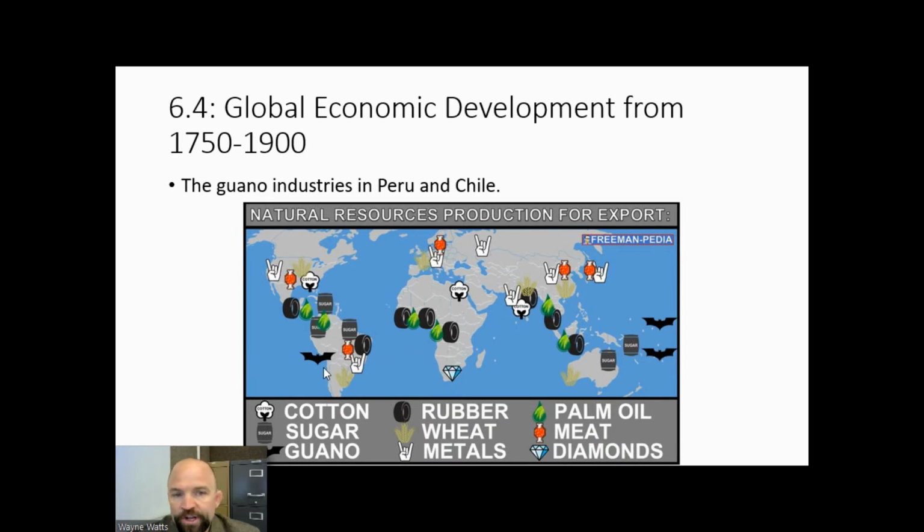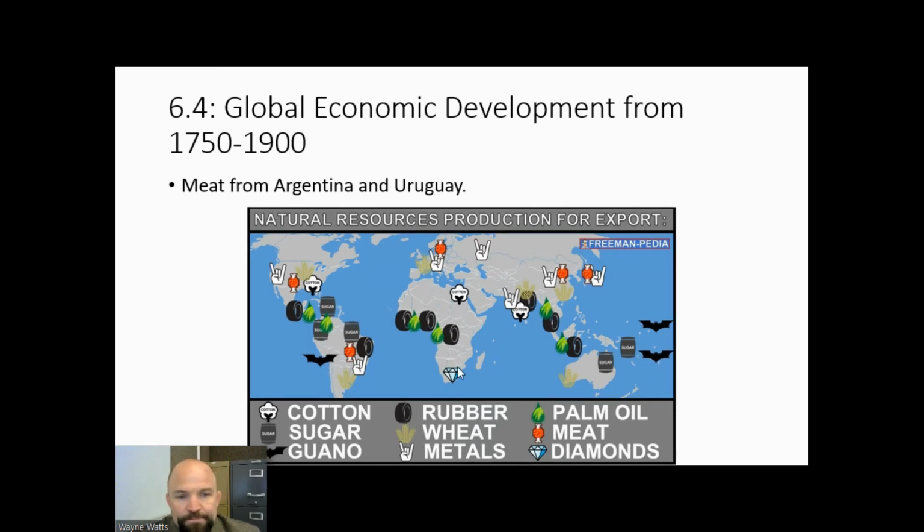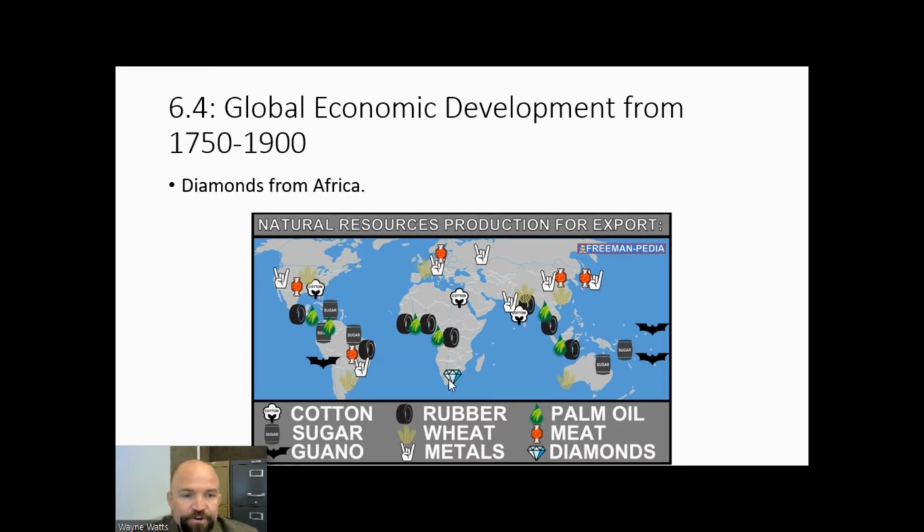And the guano industries in Peru and Chile and in Oceania, for example. Meat from Uruguay and Argentina, Texas, also Eastern Europe, China, and Japan, and diamonds from South Africa, as well as wheat and grain from places like Australia, China, South Asia, South America, and the United States and parts of Europe.